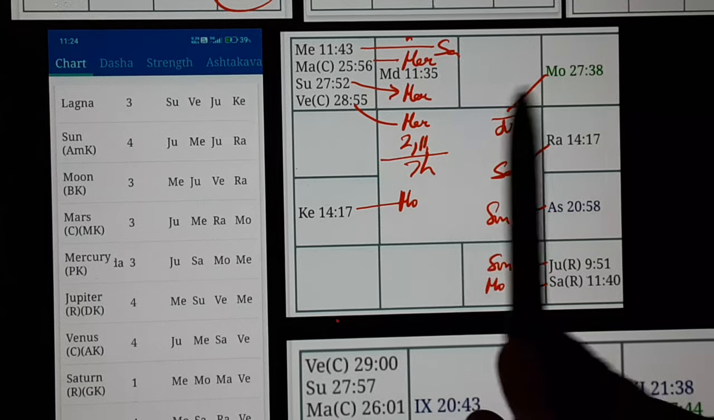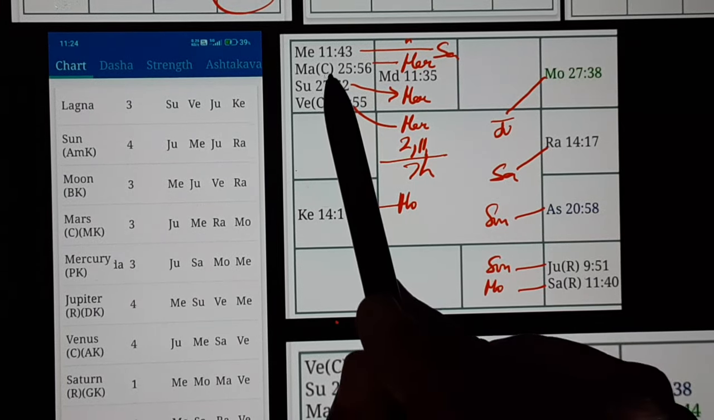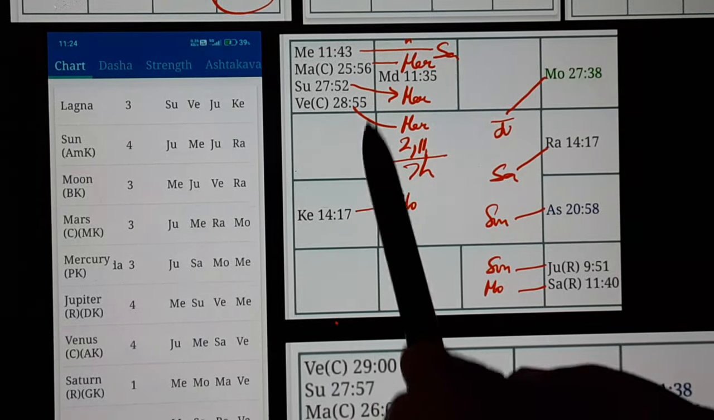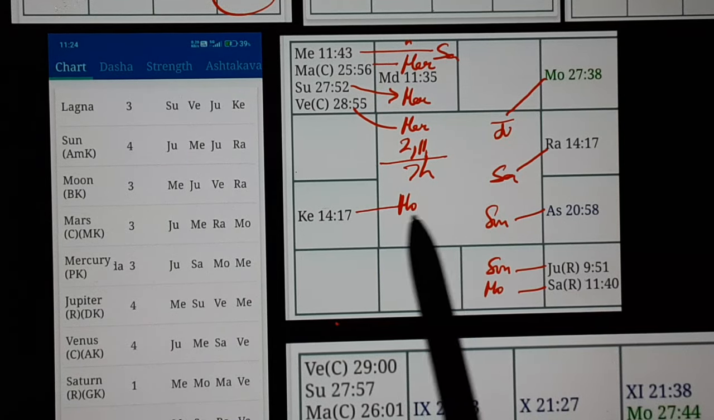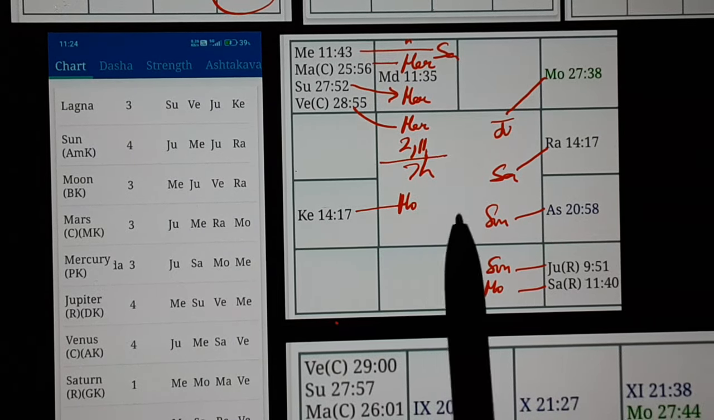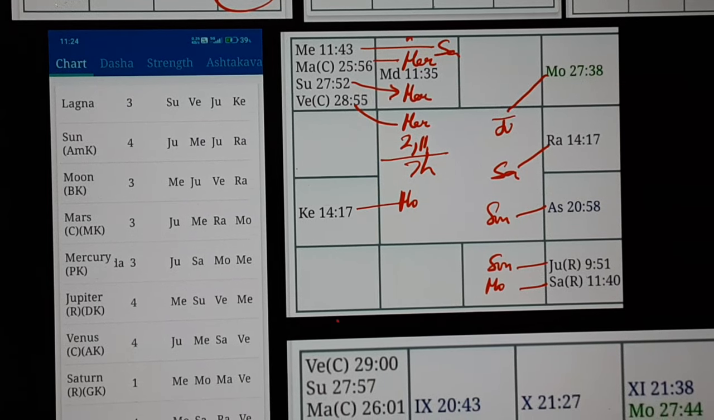In addition to the 2711 of Mercury, we can see that Mars, Sun and Venus are also in the star of Mercury, and so there was an abundant chance of getting herself married during this period. But what went wrong? We must again focus.